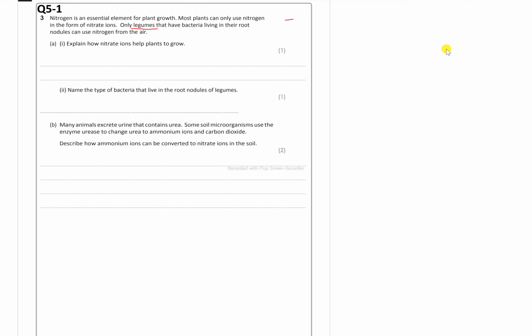So nitrates are turned into amino acids which the plant uses for DNA and protein synthesis, or making proteins. Let's use the word making proteins.